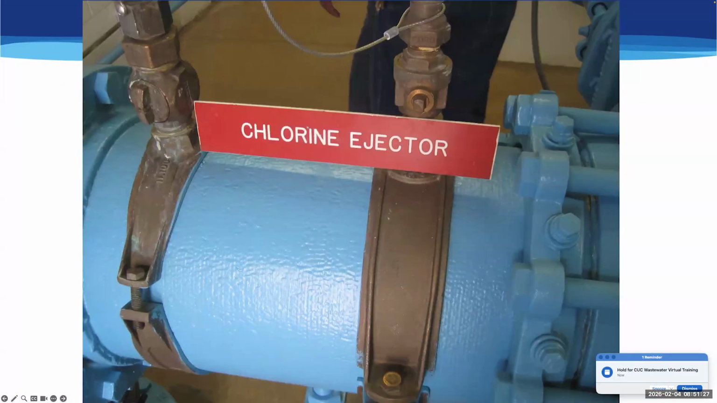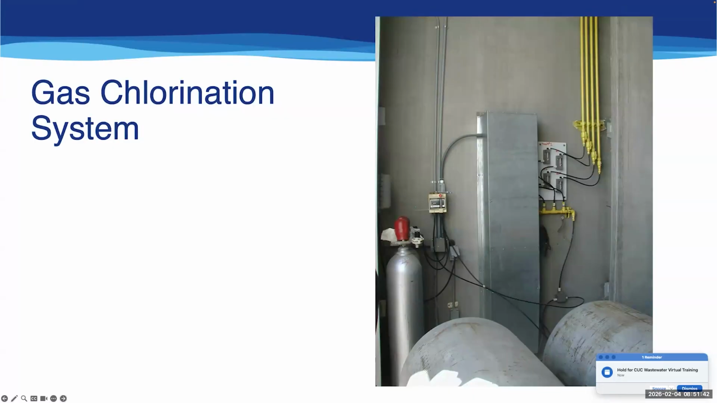And then I talked about the chlorine injector, or sometimes called ejector. It's essentially going to be a fixed apparatus that has a gas injector that basically shoots the chlorine gas into the stream of effluent. Systems might also look like this. This is a bigger one, but you can see all the same components. They just look a little bit different.